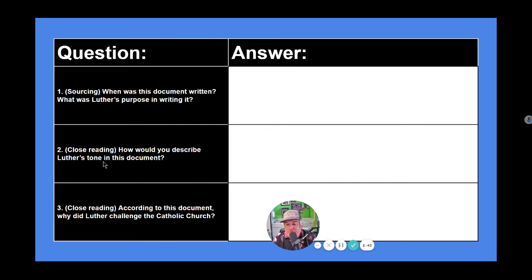How would you describe Luther's tone? That means, is he mad, sad, happy, in between? Like, how do you think he was feeling when he wrote this? And then finally, according to this document, why did Luther challenge the Catholic Church?